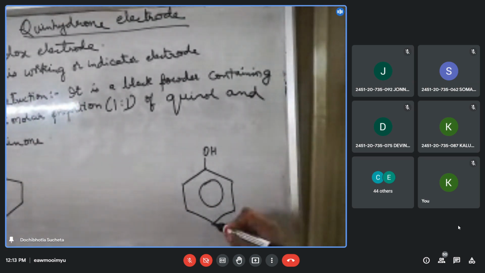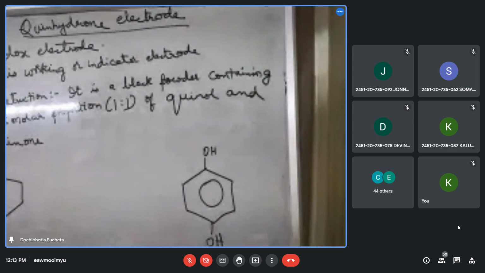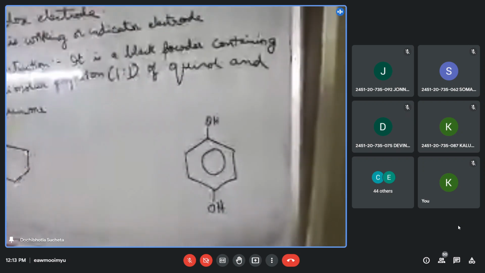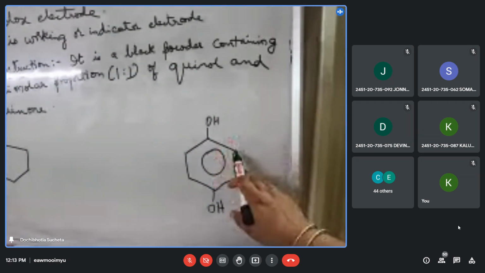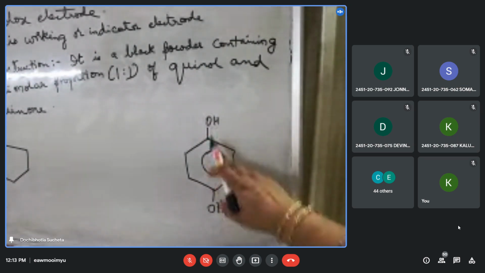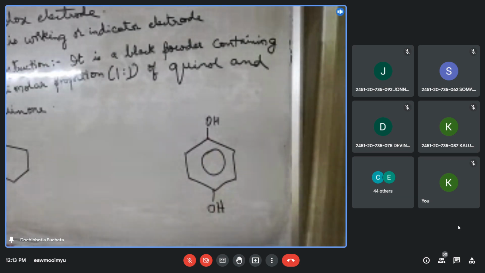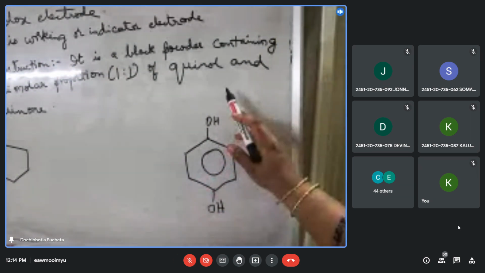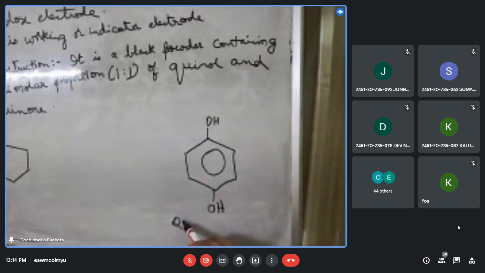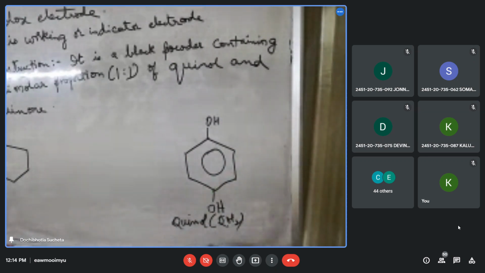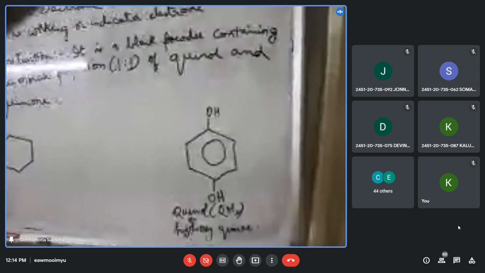And one more OH at para position is called... This OH group has ortho, meta, and para positions, which means opposite, the 1,4 position, is called quinol, or hydroxyquinone. Quinol is represented by QH2. Or it is also called hydroxyquinone.